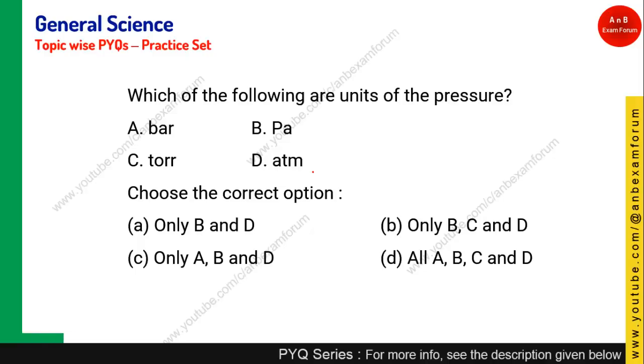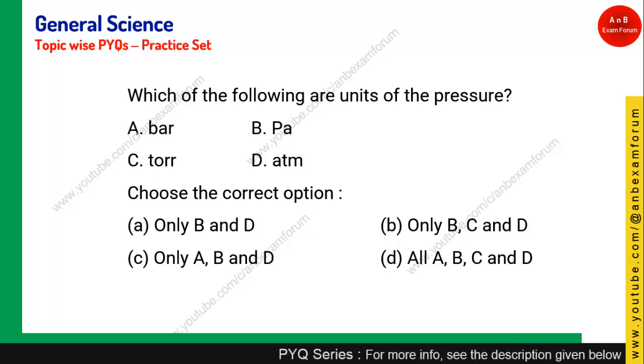Let's see the next question. Which one of the following is a unit of pressure? Let's see one by one. Bar, yes, bar is a unit of pressure. Pa is Pascal, which is again a unit of pressure. Torr is again a unit of pressure, and atmosphere, yes, it is also a unit of pressure. So option D, all of A, B, C are correct. All are units of pressure.